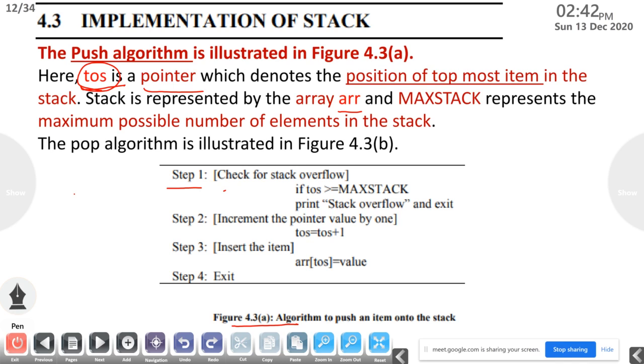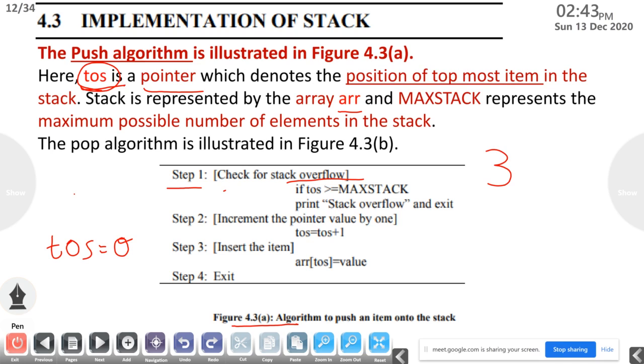Overflow means we have reached the maximum size. For example, we are using the value of MAX STACK equal to 3, and TOS, top of stack, is also 3. That means what? In the beginning, TOS equals 0, which means the stack is empty. Then before inserting the first element, we want to increase the value of TOS by 1.